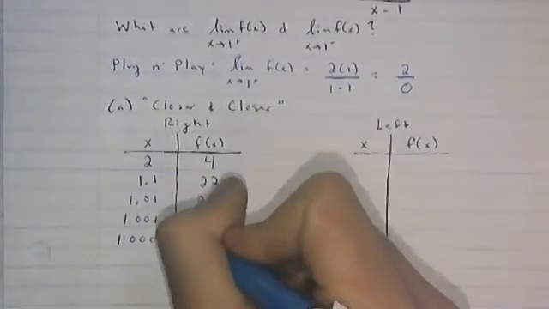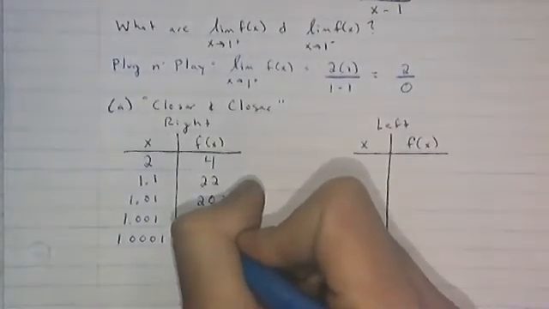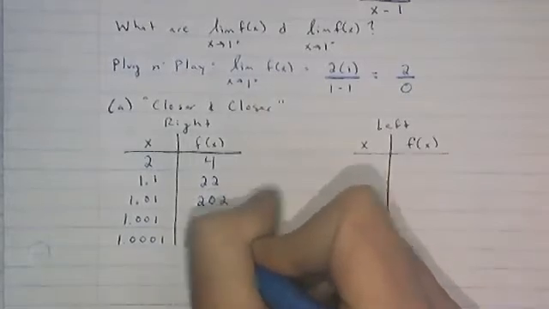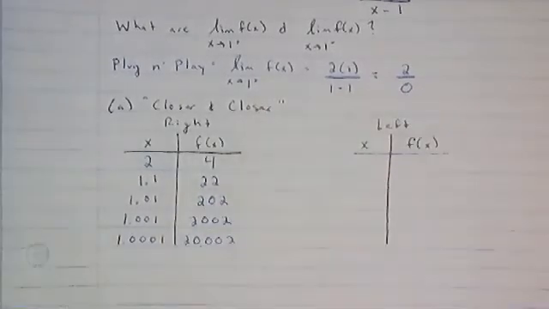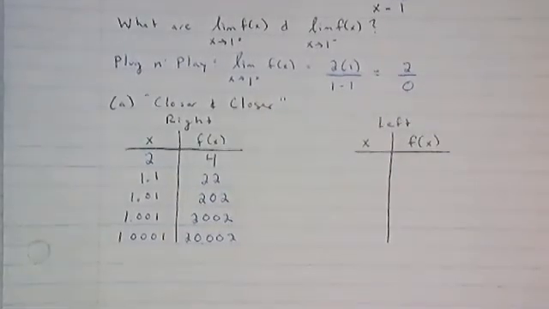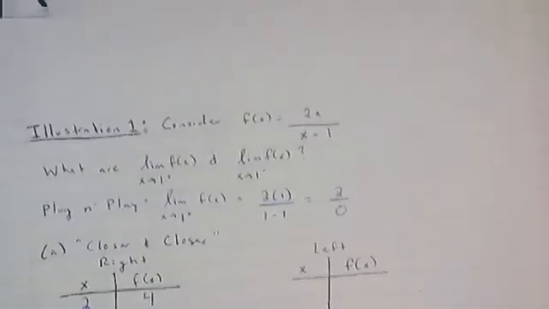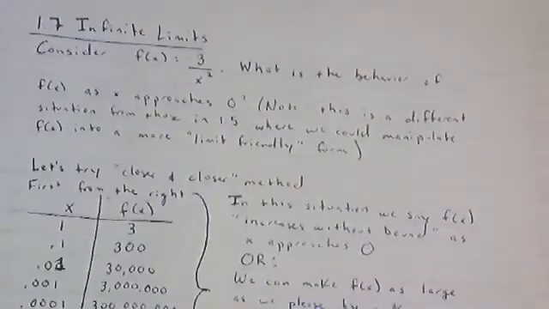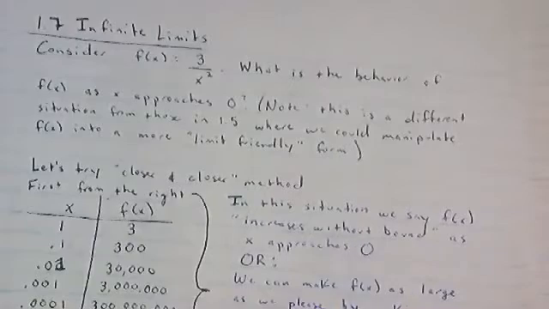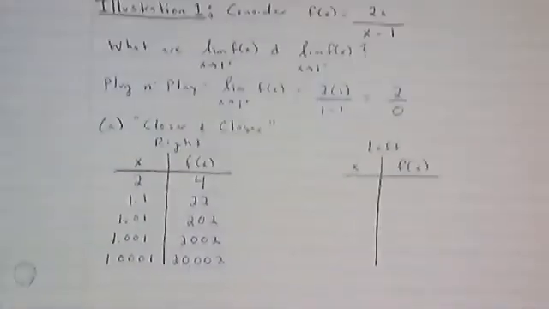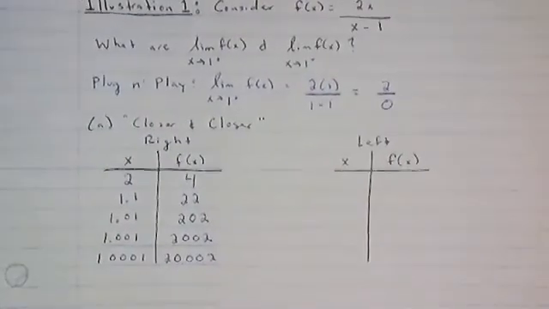Anyway, 20,002. Okay. What the heck is happening here? Getting bigger. Do we have more precise language to say getting bigger? It is increasing without bound. Cool, or at least appears to be.